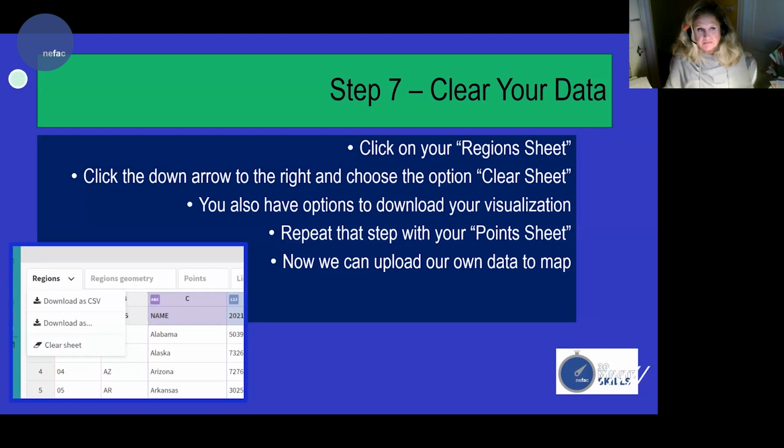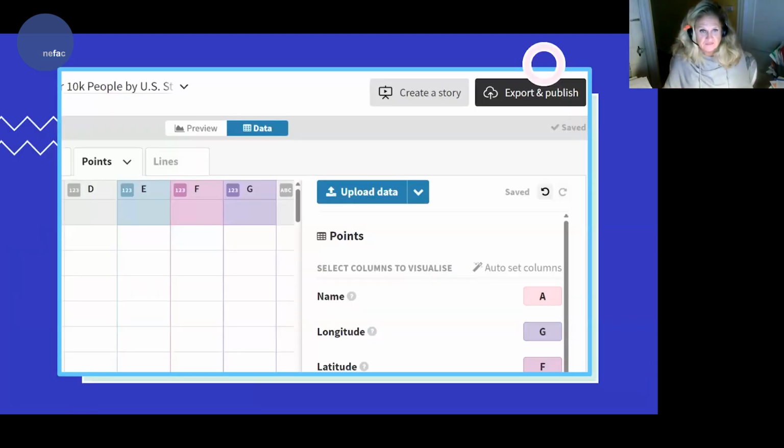And then make sure you're in your region sheet. And if you click the down arrow in your region sheet, you'll see a couple of options. I want you to choose clear sheet, so take away all that stuff that's already there about the elevations. And then go over to the upload data option and click on that. And we're going to upload our heart disease death data.